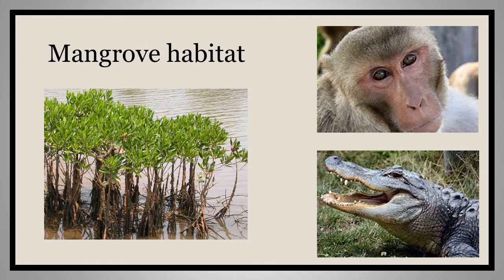Mangrove habitat. Mangrove habitat is also a very essential habitat. The mangrove habitat is usually hot and covered with seawater. We can see a lot of animals in there. Examples are sea snake, alligators, monkeys, like that.